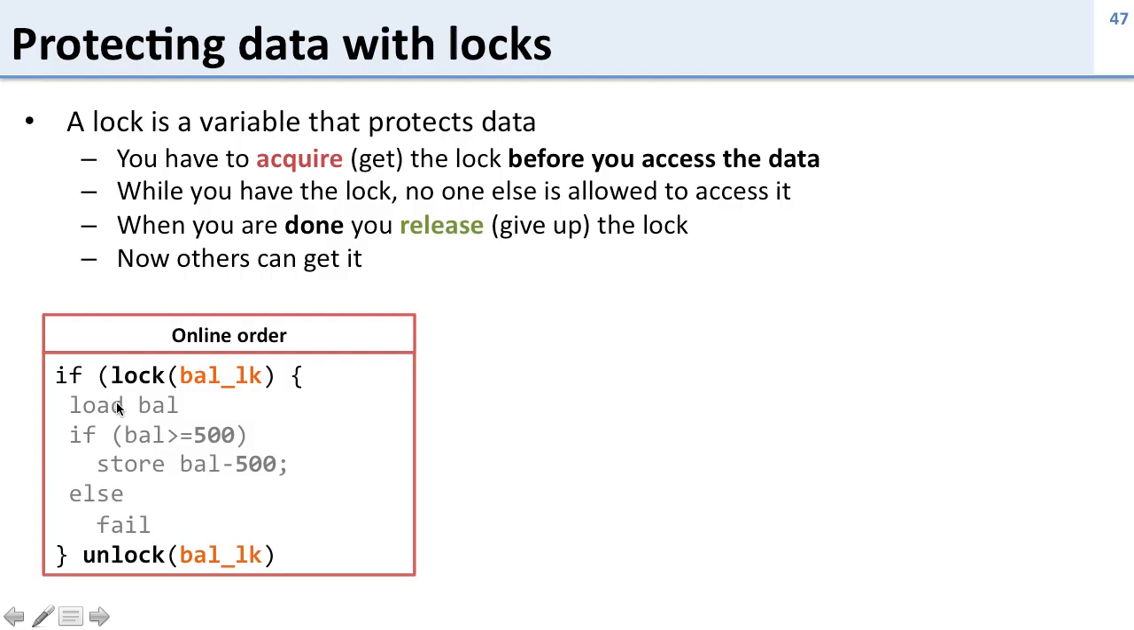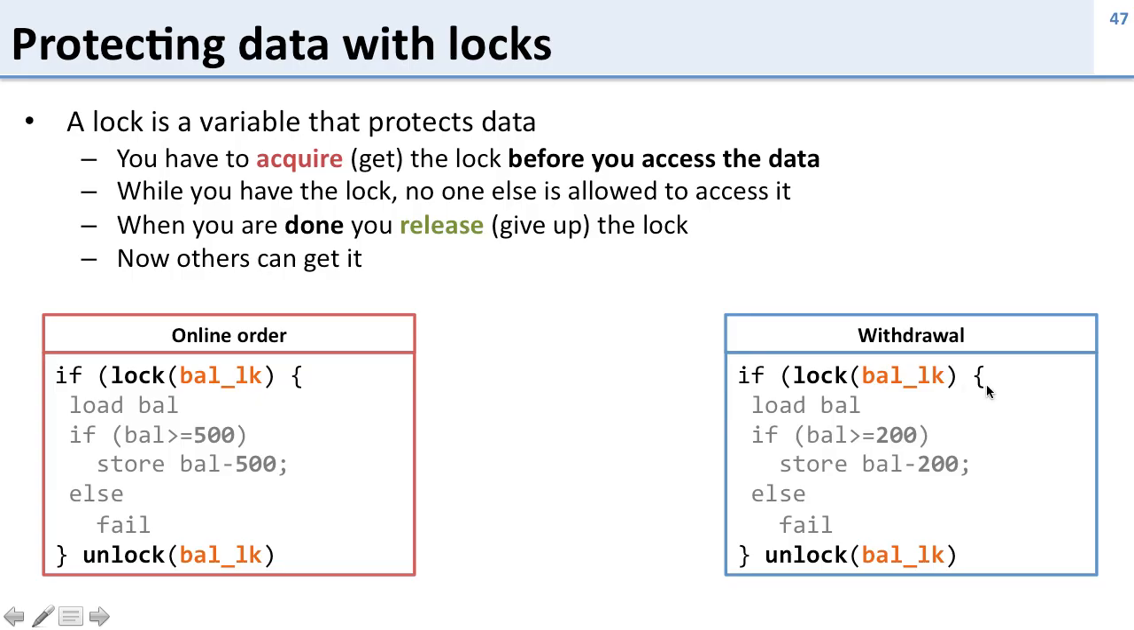Here's our online order. Here's the code we had before. Now we're going to change it so that we first check if we can get the lock. So what this does here is it says try to get the lock, and if I do get the lock, then go ahead and execute the code. If I don't, just wait. We do the same thing with our withdraw code. We check to see if we can get the lock.